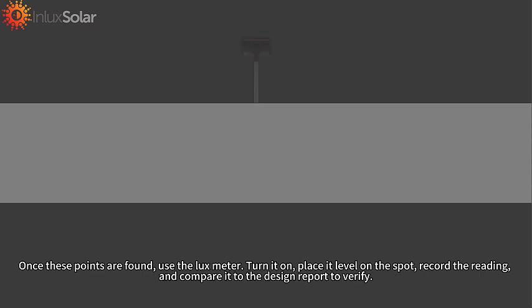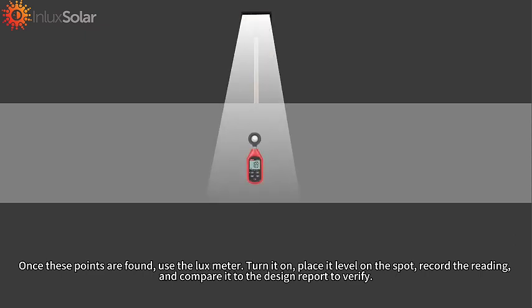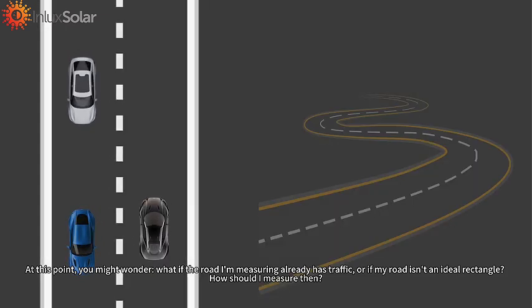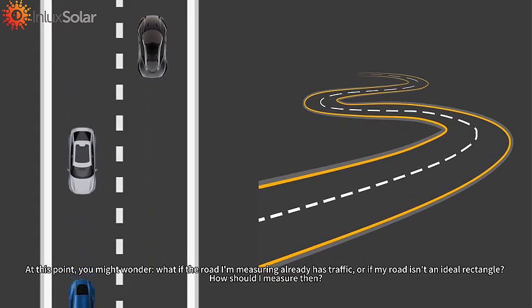Once these points are found, use the lux meter, turn it on, place it level on the spot, record the reading, and compare it to the design report to verify. At this point, you might wonder, what if the road I'm measuring already has traffic, or if my road isn't an ideal rectangle? How should I measure then?